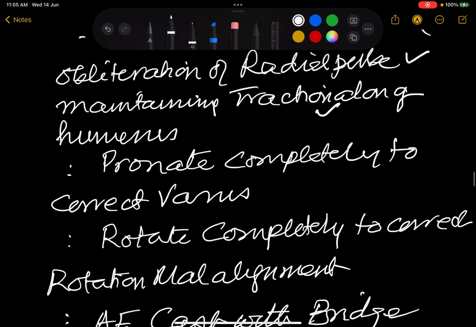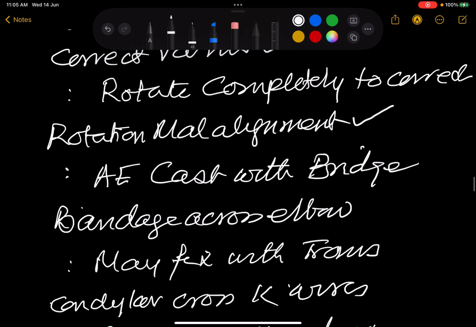Then you pronate completely to avoid cubitus varus deformity, which is the commonest reason for malunion around the elbow. You rotate completely internally and externally to avoid any rotational malalignment. And then you give an above-elbow POP cast with a bridge bandage across the elbow.